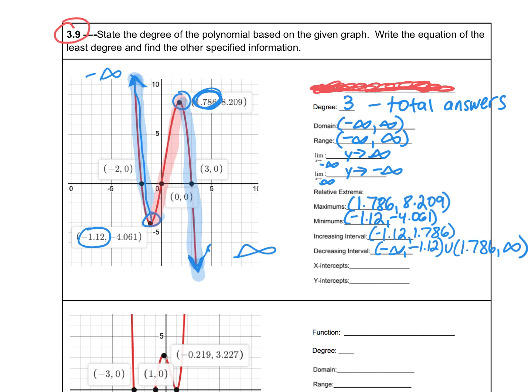Okay, and then lastly, X and Y intercepts. This should be the easiest one. Okay, they're given to me plain and clear. Okay, so if I look, X intercepts really easy, negative 2, 0, 0, 0, 3, 0, Y intercepts 0, 0, and that's it. Okay, so take a minute if you need to pause this to write all this down, ask questions to your neighbor, please do so.